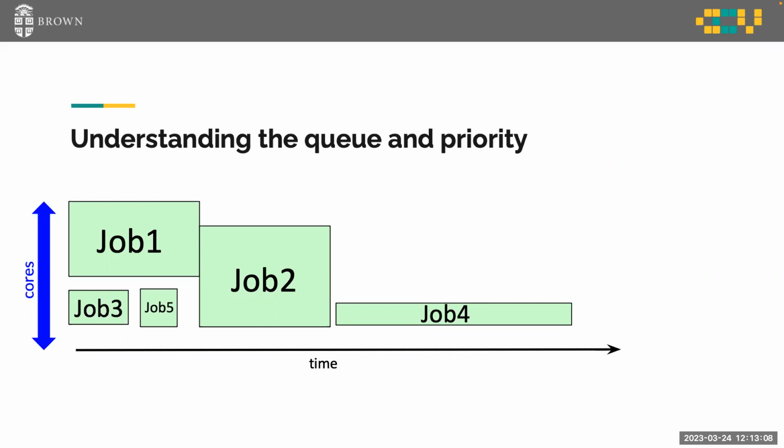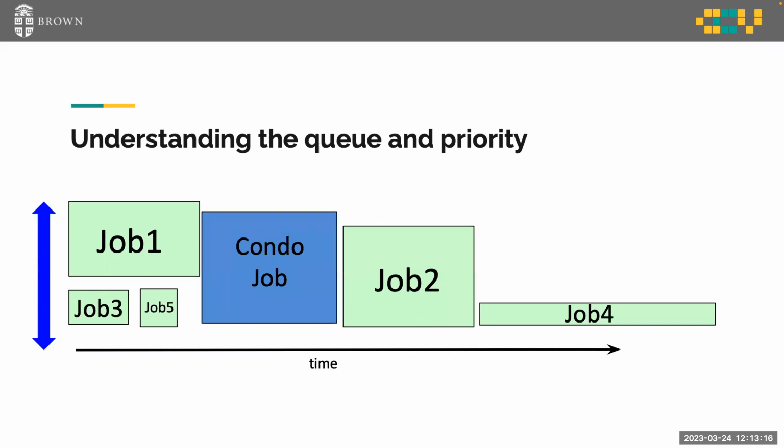We also have this thing on Oscar called condos or priority accounts where you could pay extra and have a special priority. So what happens if you have a job that comes in that's a condo job? Well, condo jobs, you've paid for it, you've got higher priority. This job's already running, this job's already running. Condo job comes in, even though it's coming after job 2 and job 4, it'll jump the line because it has higher priority and pushes everything back down.